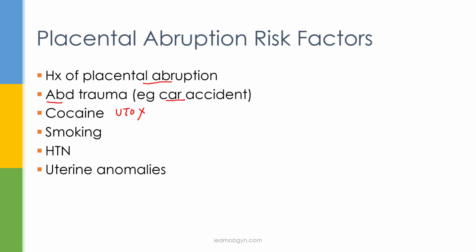Uterine anomalies such as fibroids could potentially also reduce the strength of the site of placental implantation, and this is another risk factor for abruption as well. But on your test, if you see any of these, abdominal trauma, cocaine, and especially hypertension, these should be big red flags for possible abruption if the patient is having vaginal bleeding.